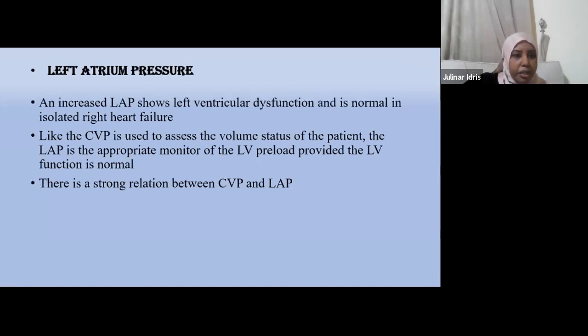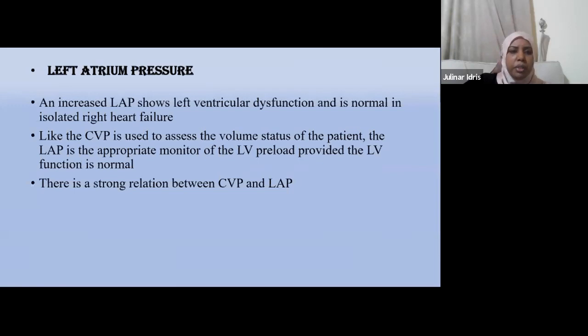Then we come to the left atrial pressure. As the CVP monitors the right-sided preload, the left atrial pressure reflects the LV preload and the LV function, and there is a strong relation between both of them. For example, in severe pulmonary hypertension or right-sided heart failure, the CVP will be raised while the LA pressure will be normal or low. In hypovolemia, both of them can be low. In cardiac tamponade, LA pressure and CVP will be almost the same, and the systolic pressures of the LV and RV will be the same.